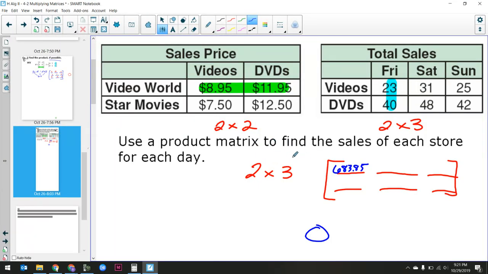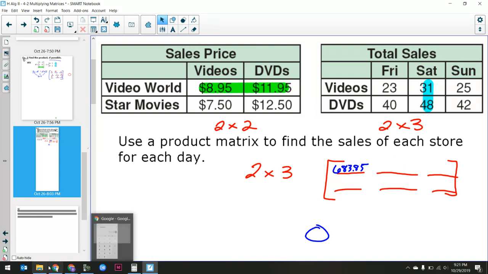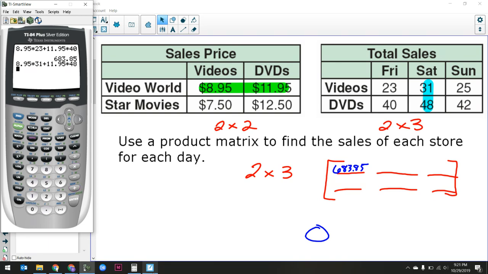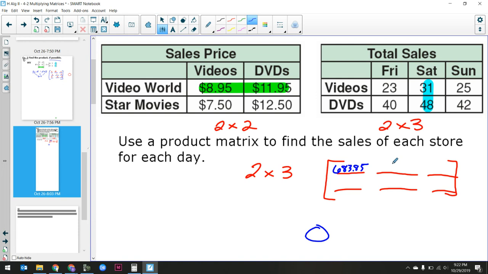Okay, we're back. So now let's just keep going across the top here. Row 1, column 2. This guy right here. Let's go back to my calculator. That's 895 times 31 plus 1195 times 48. That's 851.05.